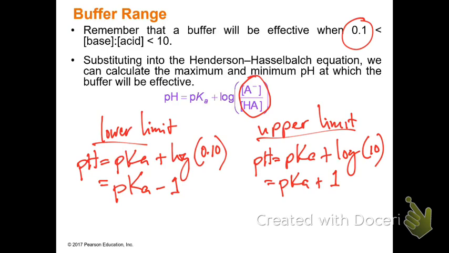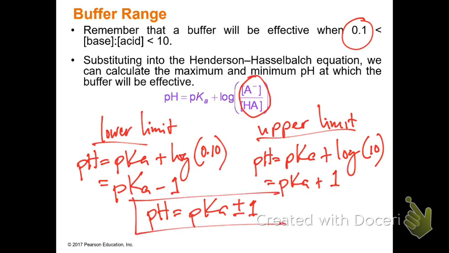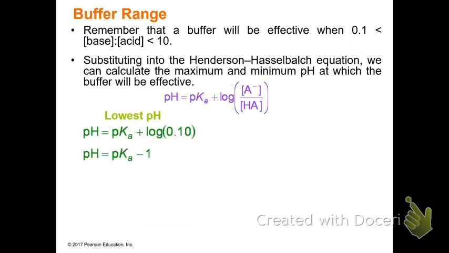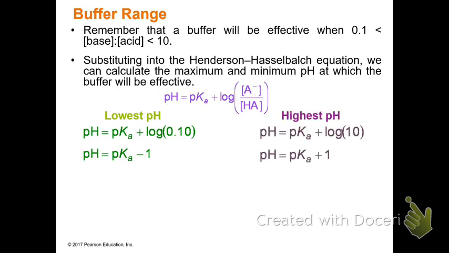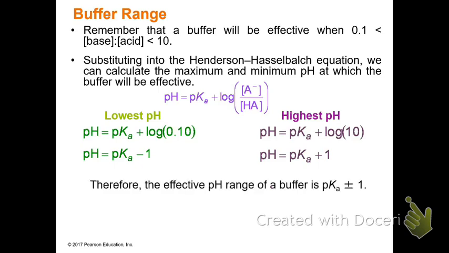All right, so that means that an effective buffer will have a pH equivalent to the pKa of the acid plus or minus 1. So here's a cleaner version. Plugging in the values for the lower limit, we have pKa - 1. Plugging in the upper limit, we have pKa + 1. So an effective pH range of a buffer is when the pH is equivalent to the pKa plus or minus 1.